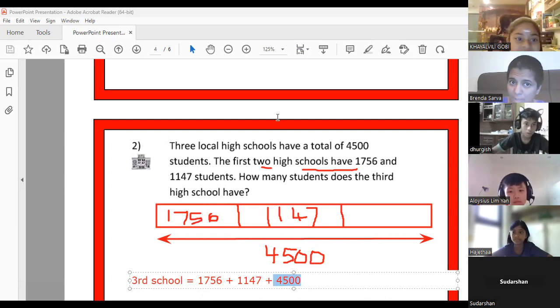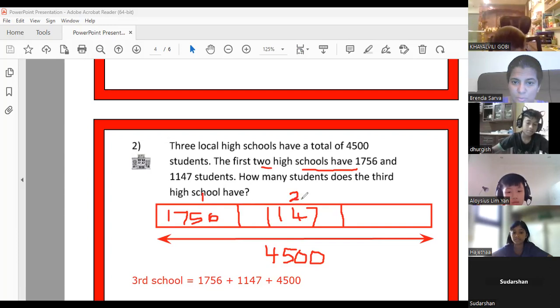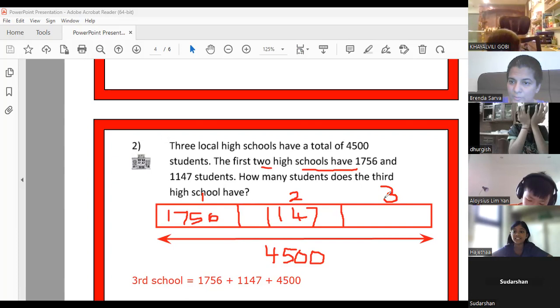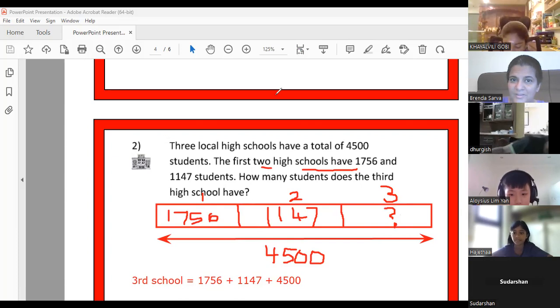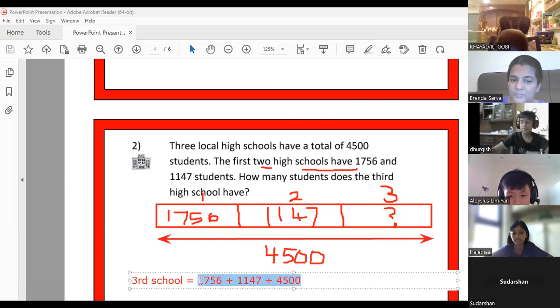No. Are you looking at the drawing? Can you all see the drawing? So this is the first school. This is the second school. What are we finding? We are finding the third school. Right or not? We want to know how much is this. So when I want to find the third school, what do I need to do? Very simple, huh?